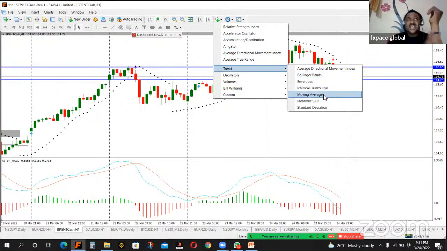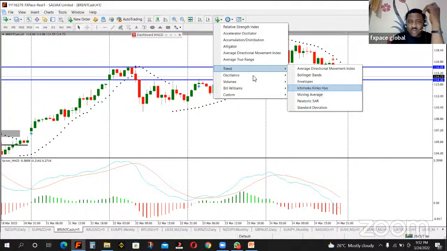The moving average is a trend indicator, a trend following indicator. It is placed on the chart. All of these, average directional movement index, Bollinger Bands, envelopes, Ichimoku Kinko Hyo, parabolic SAR, standard deviation, moving average, are all trend indicators. You find them on the body of your chart. That's why it's called trend. When we talk about RSI, MACD and all of that, you see them as oscillators, but we'll come to that.